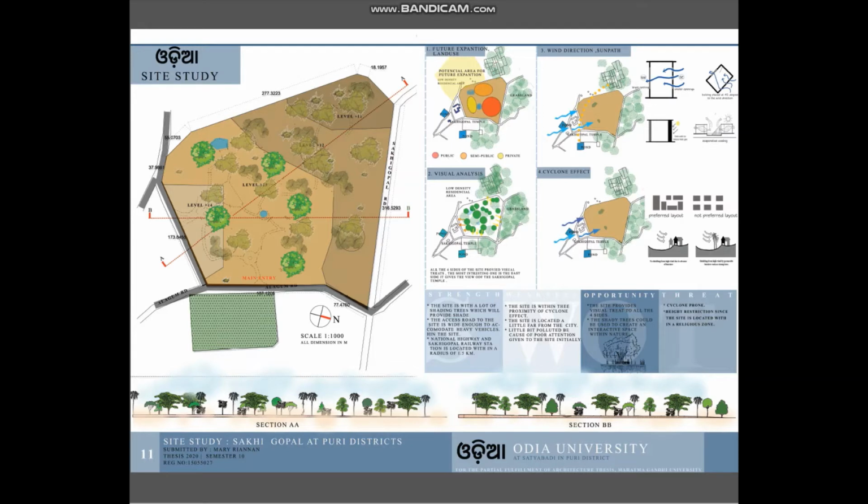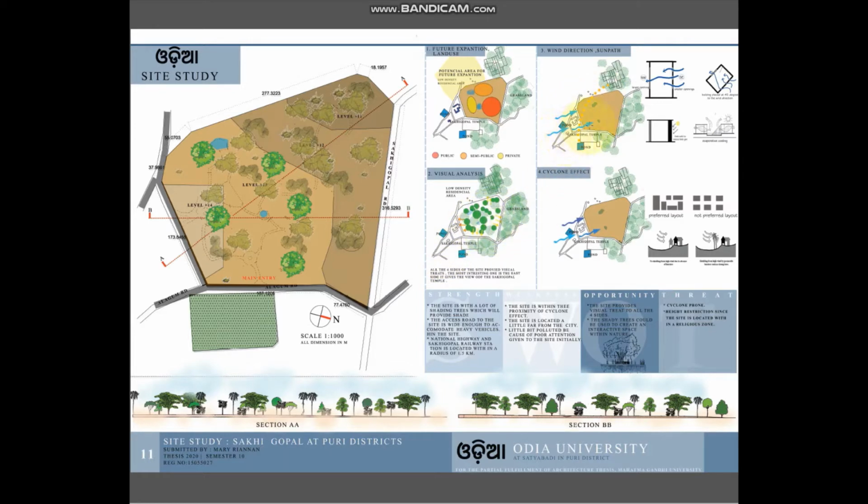Site analysis. Future expansion and land use. The red color portion represents the public zones, orange color portion the semi-public zones, and yellow color portion represents the private zone. Pale yellow color beyond the site could be used as a potential site for future expansion. Visual analysis. All four sides of the site provide visual trees. The most interesting site is in the eastern side, which is the Sakshigopal temple.